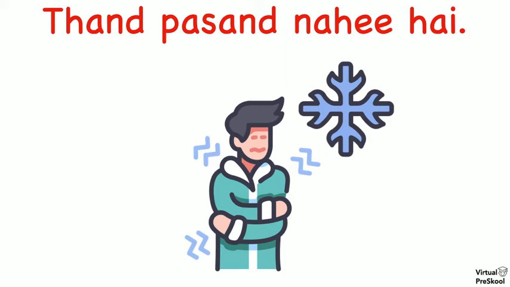Now remember, notice the pattern if you're getting confused. Whatever you're talking about, the object that you're describing to say that you like or do not like it, that is the word that always comes first. So see here, COVID pasand nahi hai. Thund pasand nahi hai. Garmi pasand nahi hai. Whatever you're describing comes first.